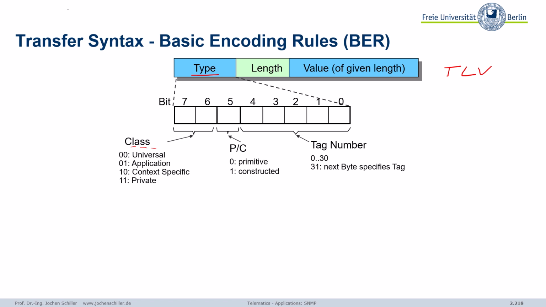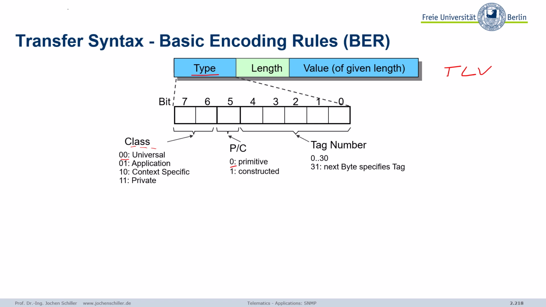Is it a primitive one or is it constructed? So for example, if we have an integer, then we have a certain type that we say, okay, that's of a universal class. We'll see this example, and it's primitive, it's not constructed, it's just the integer. And then we have to say, okay, what is it? It's an integer, and we have to say how long it is and the value.